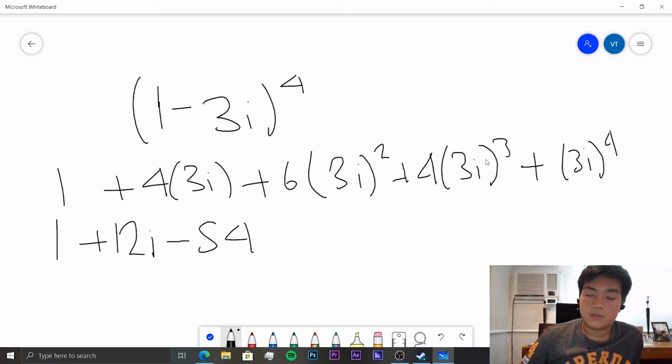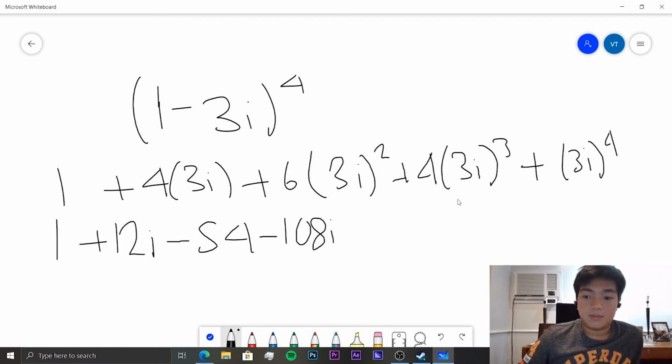4 times 3 cubed, 54 times 3, 162. Is that correct? So minus 162i plus 3i to the 4. Oh, sorry, no, this wouldn't be 162i. 4 times 27 is only equal to 4 times 9, 36 times 3 is 108. So minus 108i.